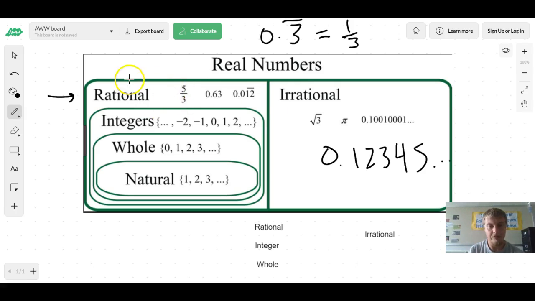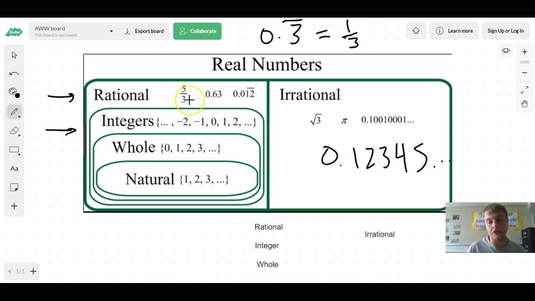So now, let's focus again on the rational numbers. These are anything that can be written as a fraction. There are subgroups of these rational numbers, just like the example of mammals having a subgroup of dogs. In this one, our subgroup is the integers. Integers are any number that doesn't have a decimal, whether positive or negative. And so that is the integers.